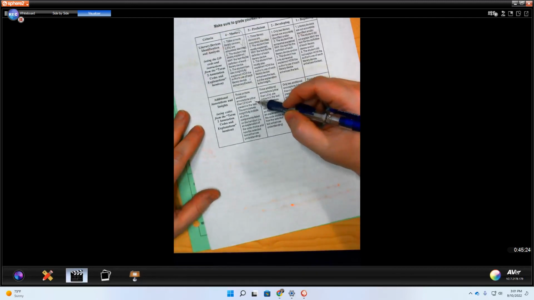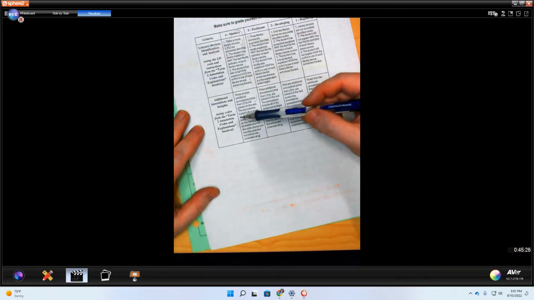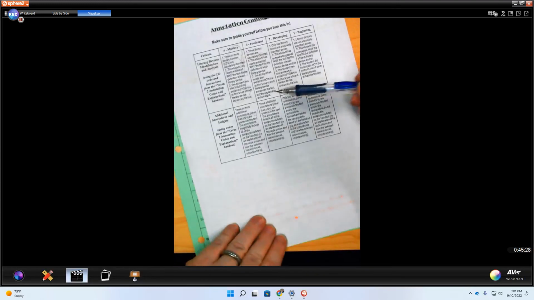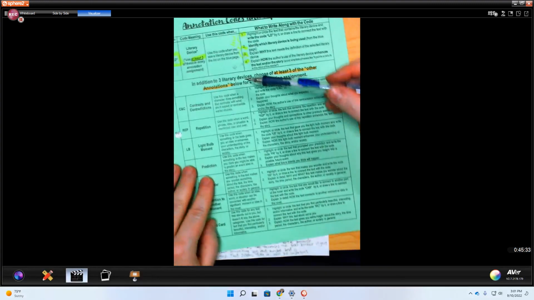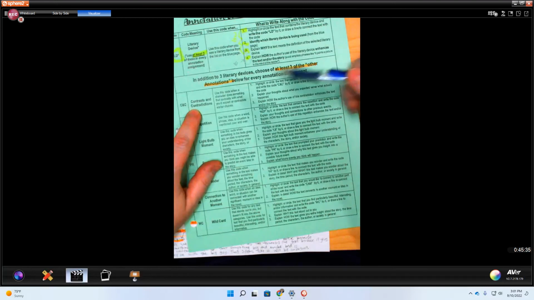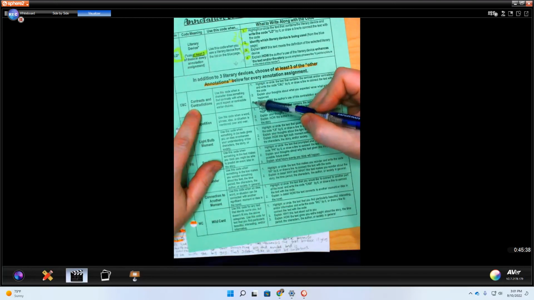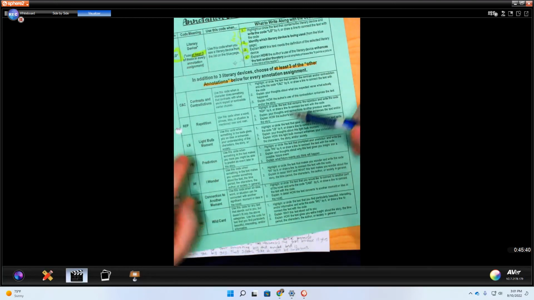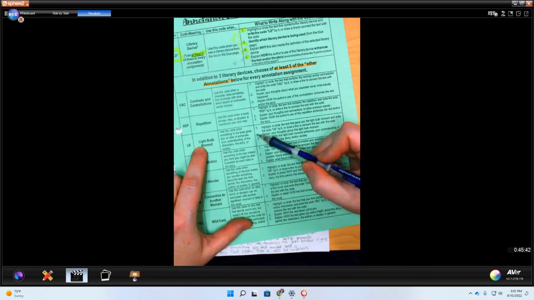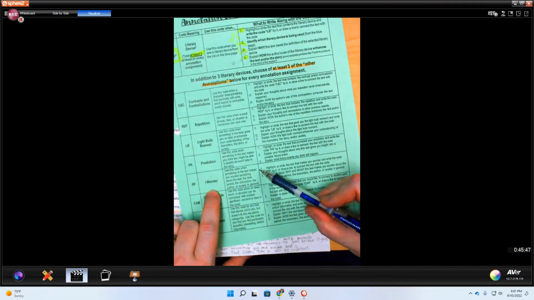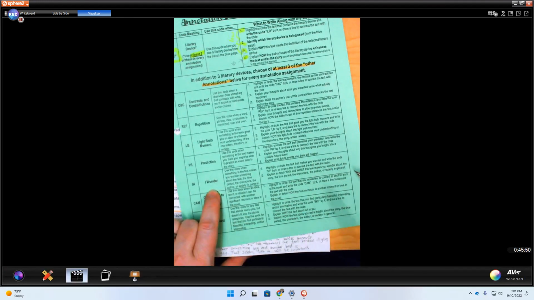So then the next part of the rubric is about those other 3 annotations. So 3 or more additional annotations are presented. I did that. The annotations insightfully include all the components listed on the handout. Okay, so all the components listed on the handout means that for my contrast and contradiction, I did number 1, I did number 2, and I did number 3. I think I did them well. And then for my light bulb moment, I did each of these things. I think I did them well. And then for my I wonder moment, I did these 2 things, and I think I did them well also.